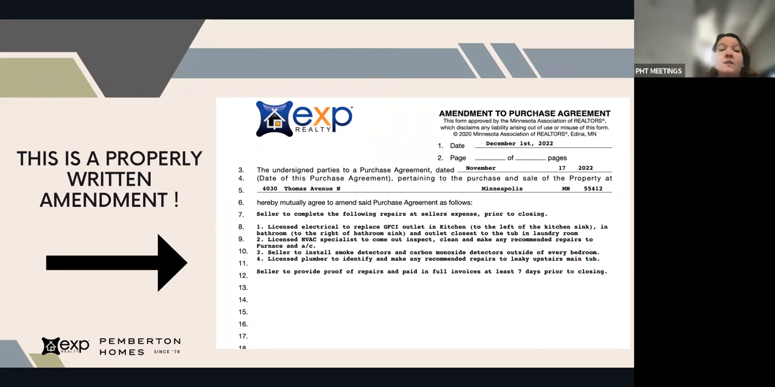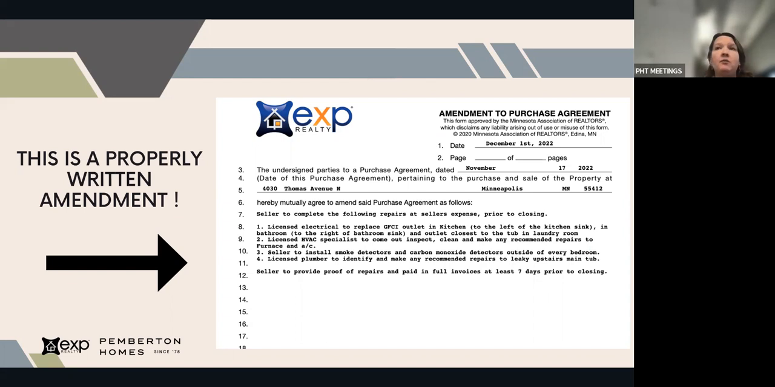Licensed HVAC specialist to come out, inspect, clean, and make any recommended repairs to furnace and AC. So a lot of times you'll have an inspector just say, hey, the furnace and AC seems to be in working order, but it's older. Maybe you should have an HVAC specialist out.